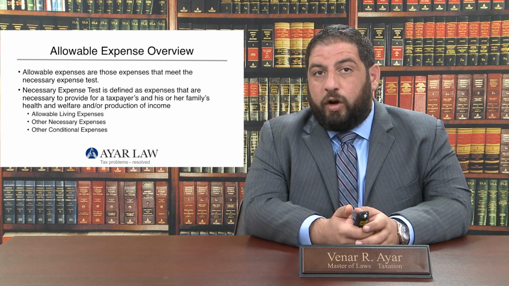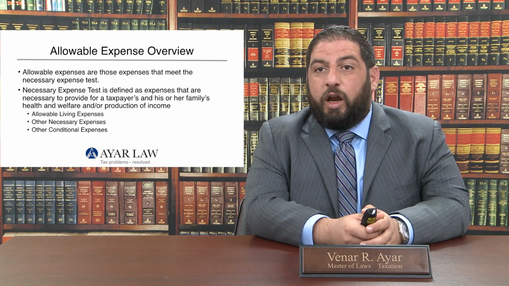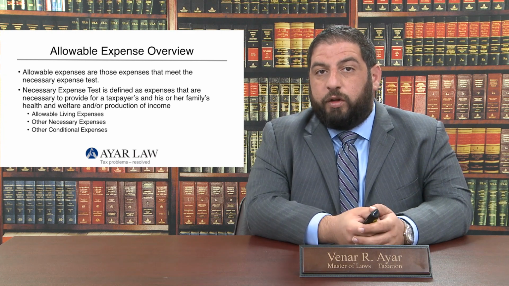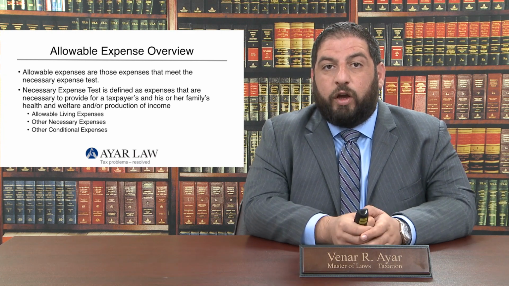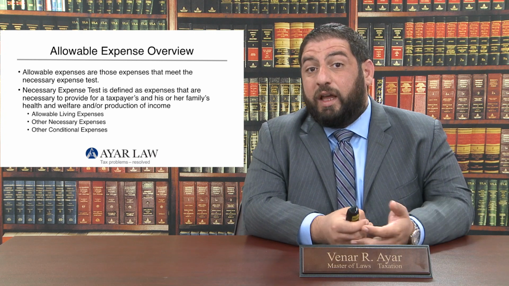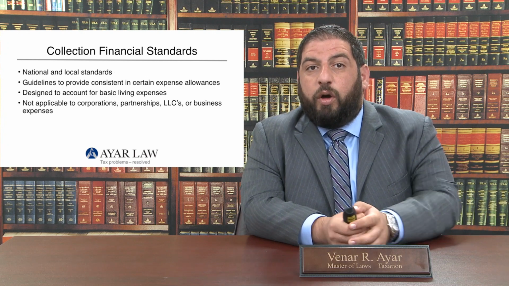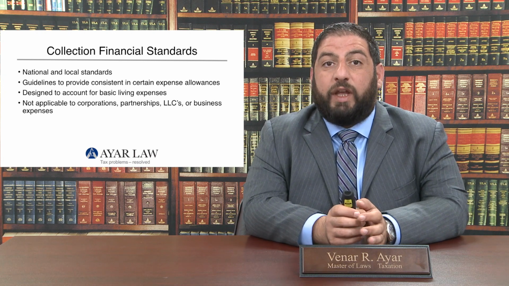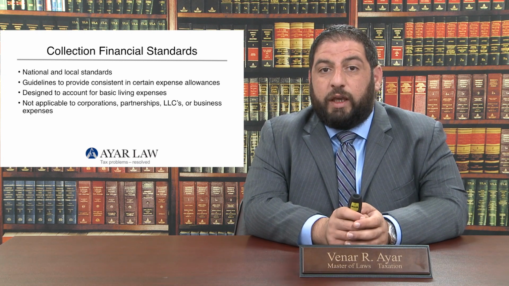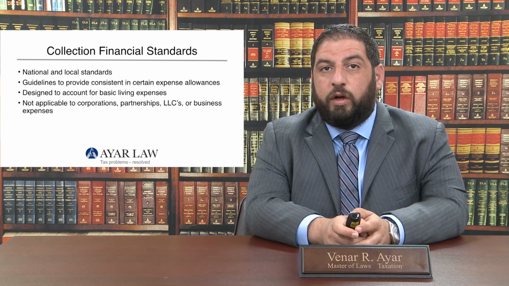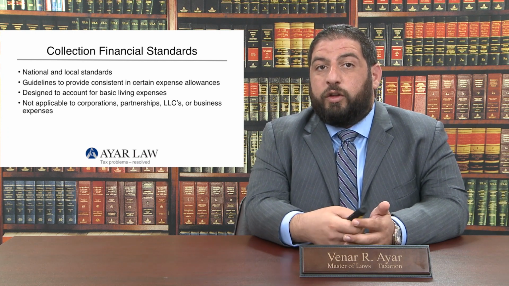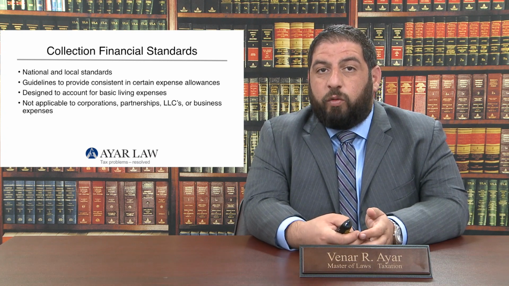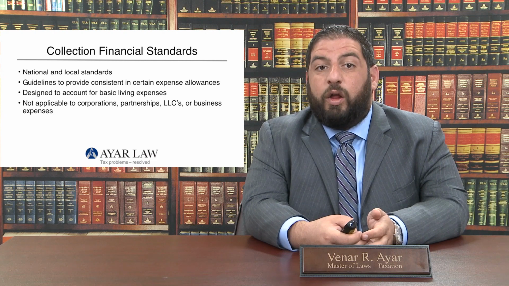The reason credit card payments aren't allowed is because the IRS is a secured creditor, means that they have a lien over the taxpayer. They're entitled to be paid first over any unsecured creditor. So unsecured debts are not included. Now, when you're doing expenses, there are something called collection financial standards. You don't get to just take any expense. Just because the taxpayer incurs a certain housing expense, for example, does not mean that that is quote unquote necessary for health and welfare.